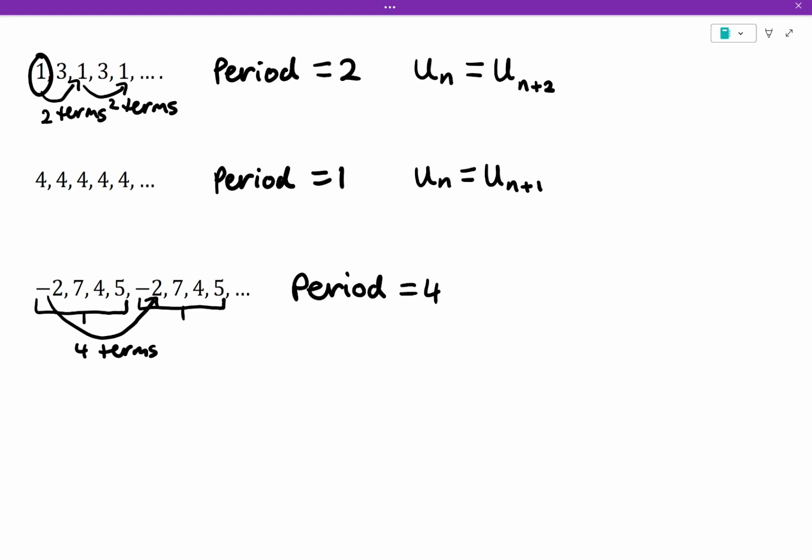In terms of our U notation, if you take any term in the sequence, U_n, it will be equal to the term 4 after that. So that would be U_(n+4).